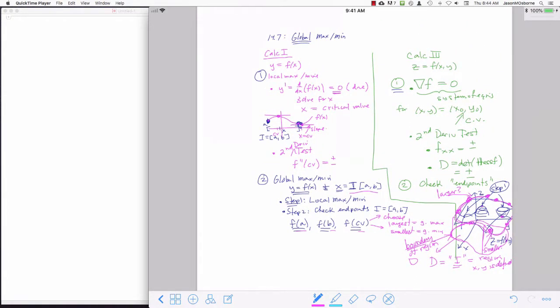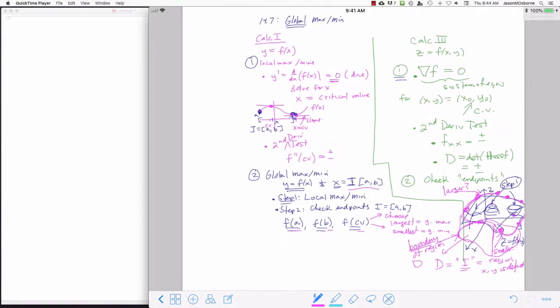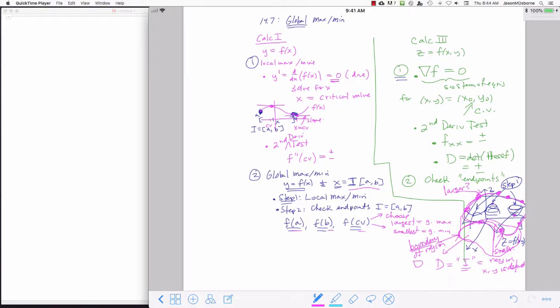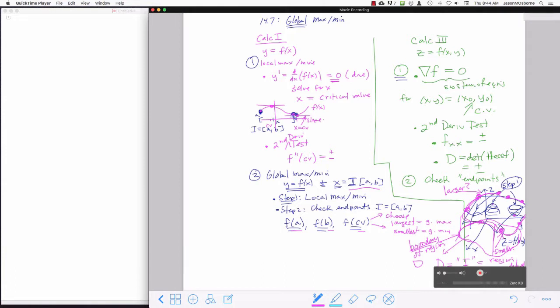That is the outline of the global max-min question, okay, and how it compares to calculus 1. In the next video, we'll do an example illustrating how to do a global max-min question for calculus 3.